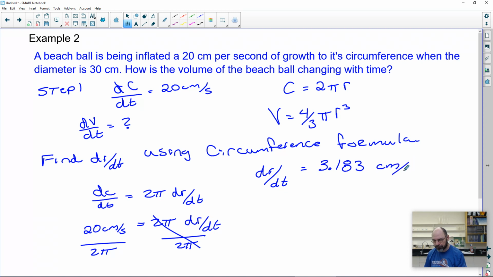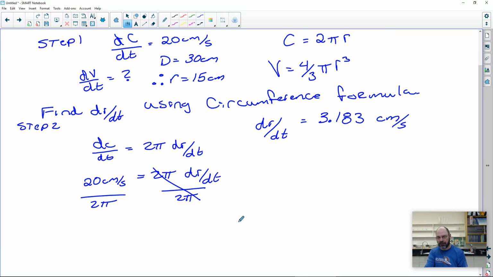so it's still centimeters per second. Don't forget, I forgot to identify in here that the diameter is 30 centimeters. Therefore, the radius equals 15 centimeters. We do know that too, when this particular rate is being used. So we did that, and then we did step 2 here. So once we've done that, then step 3 is to go to the volume formula.